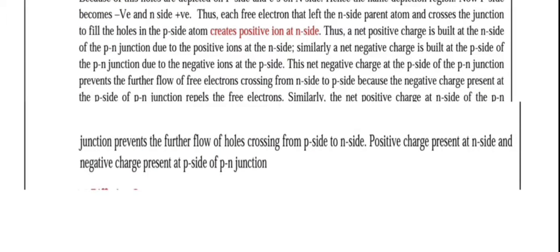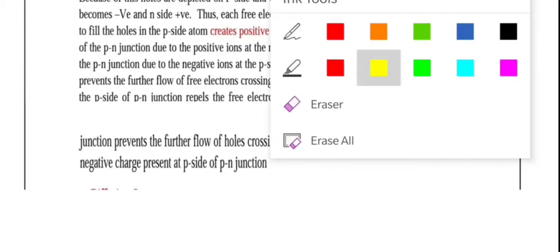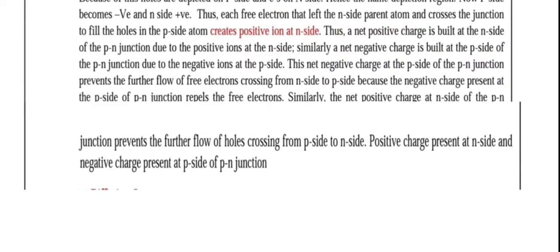So I'll read it once. Because of this, holes are depleted on the p side and electrons on the n side. Hence the name depletion region. So the middle portion, the junction, will be depleted of charge carriers. There are no charge carriers now. Only acceptor and donor ions are present. So hence the name depletion region.